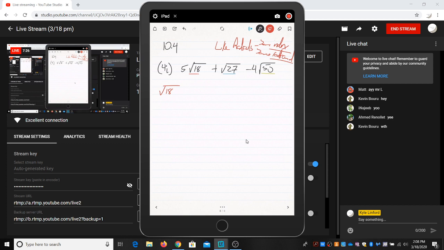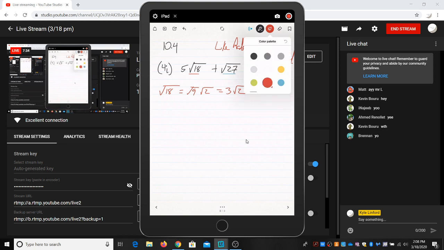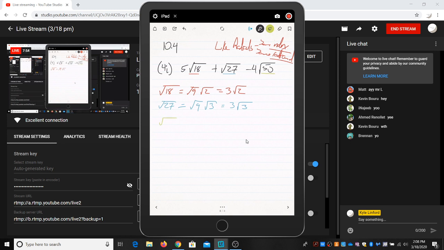So the square root of 18, well, that's pretty simple. That's just the square root of 9 and the square root of 2. And that can break down into 3 root 2. Let's take the square root of 27. That's the square root of 9 and the square root of 3. So that can break down into 3 root 3. And then let's break down the square root of 50. That can break down into the square root of 25 and the square root of 2, which is 5 root 2. So let's go ahead and plug these in.